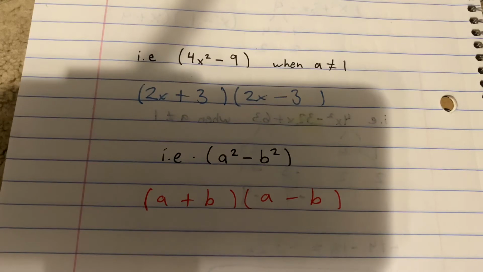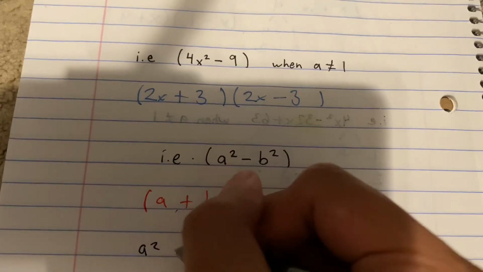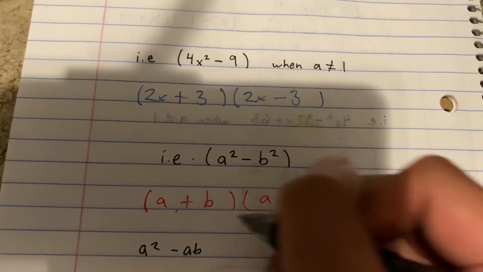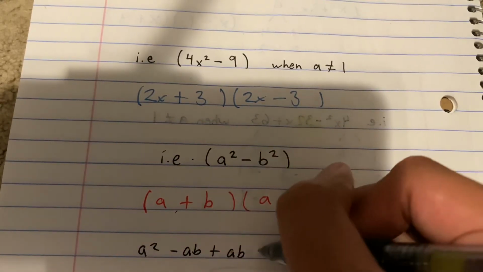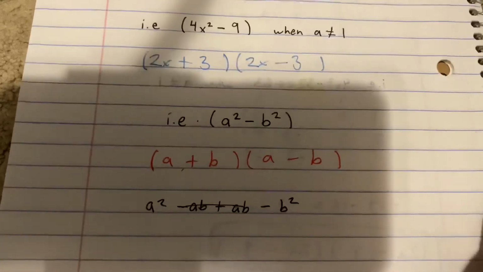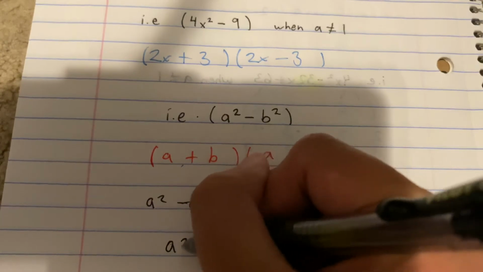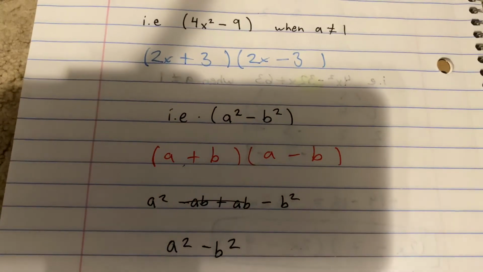So a times a is a squared. A times negative b is negative ab. B times a is positive ab. Then b times b is negative b squared. These will cancel, and then you get a squared minus b squared. Simple and clean, you know what I mean?